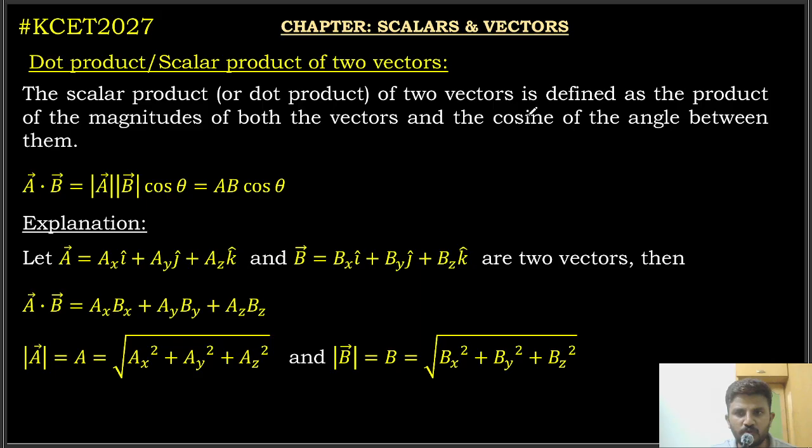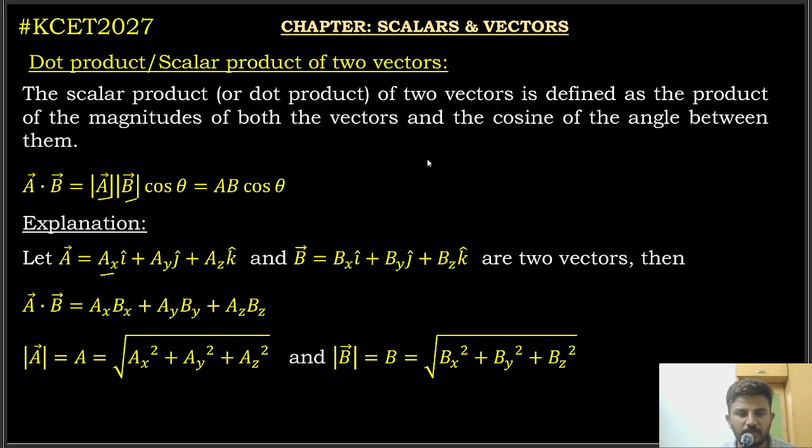A scalar product of two vectors is defined as the product of magnitudes of both vectors and the cosine of the angle between them. That is, A dot B is given by magnitude of A, magnitude of B, and cos theta, which can also be written as AB cos theta. For vectors A and B given, A dot B is calculated by multiplying the coefficients of i with i, j with j, and k with k. So it is AxBx plus AyBy plus AzBz. Magnitude of A is the square root of Ax square plus Ay square plus Az square, and magnitude of B is the square root of Bx square plus By square plus Bz square.